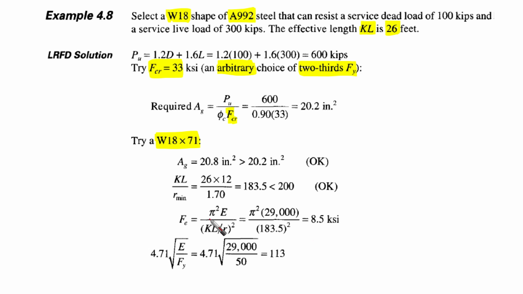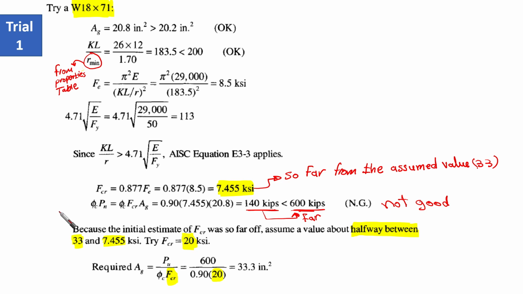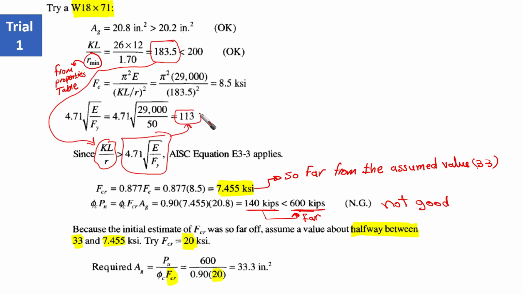In this case, our KL over R, which we have as 183 here, is the value that we have used. It is larger than the limit, which is 113. So we are going to use AISC equation E3-3. This means elastic buckling.